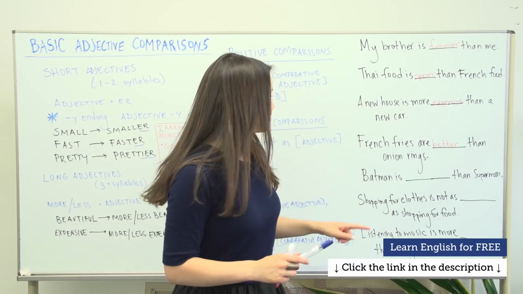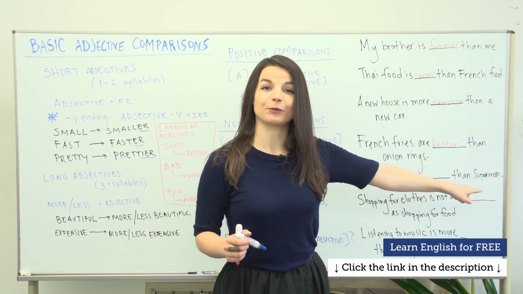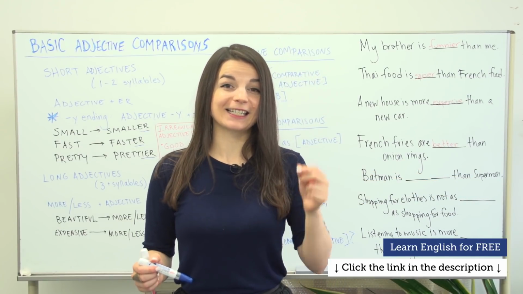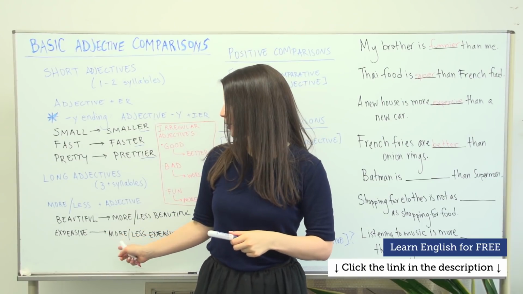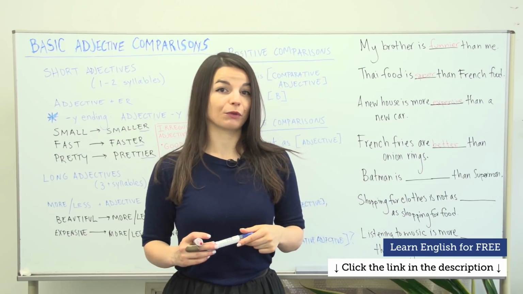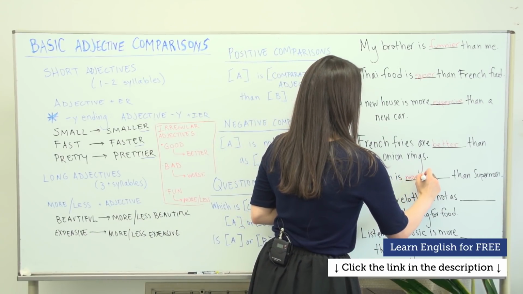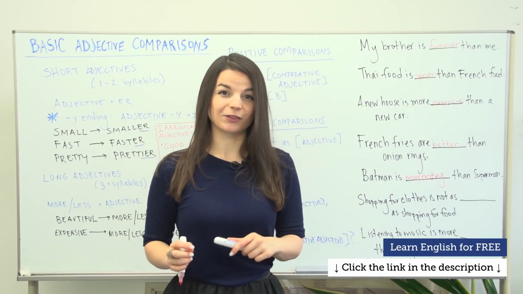Okay, so let's go to next. Batman is something something than Superman. All right, so for this one, I want to use the adjective exciting, exciting. So exciting has three syllables. I know I need to use the long adjective rule here. So Batman is more exciting than Superman is the correct answer for this one.